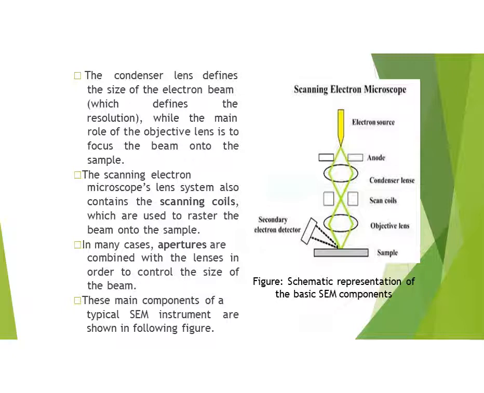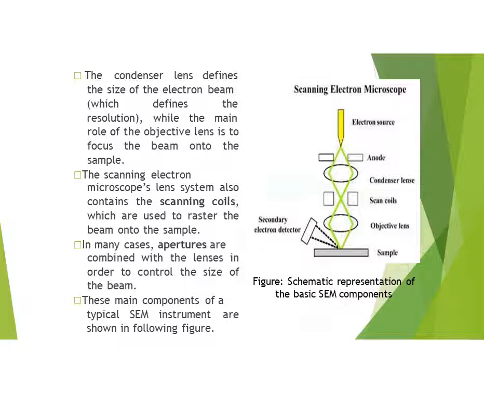The main components of a typical scanning electron microscope are shown in this schematic diagram. Here, the electron source is shown in yellow and the electron beams are shown in greenish color. You see that the electron beam coming from the electron source passes in between the anodes. Here anodes are used for widening the beam of electrons, because the anode contains positive charge and electrons contain negative charge, so the electron beam becomes widened while passing through the anodes.